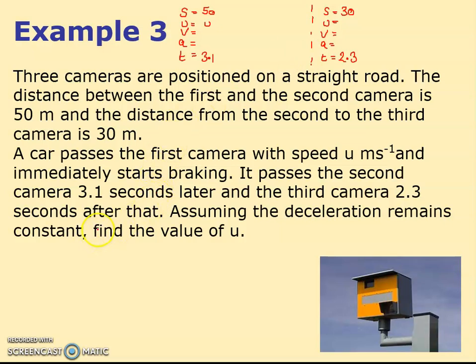Assuming the deceleration remains constant. So this a will be a equals a in all of them. So the acceleration is the same in each. So this strikes me that I can find, assuming the deceleration remains constant, the value of u. So let's see what I can do here.